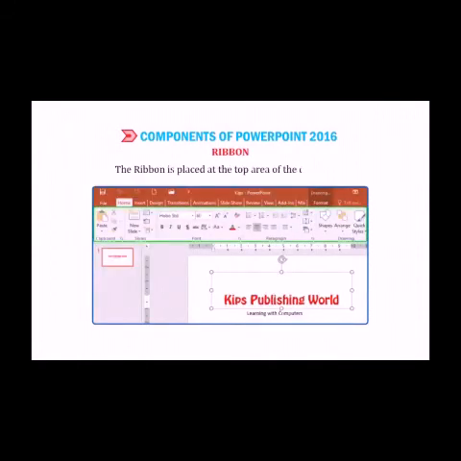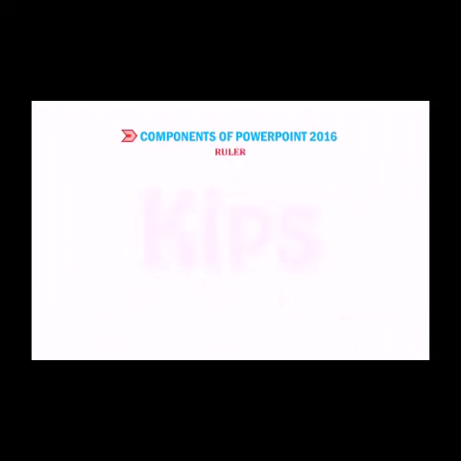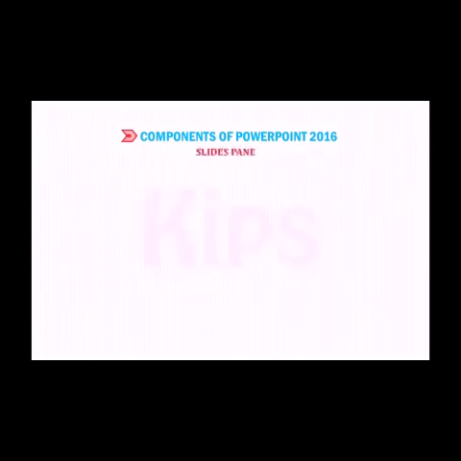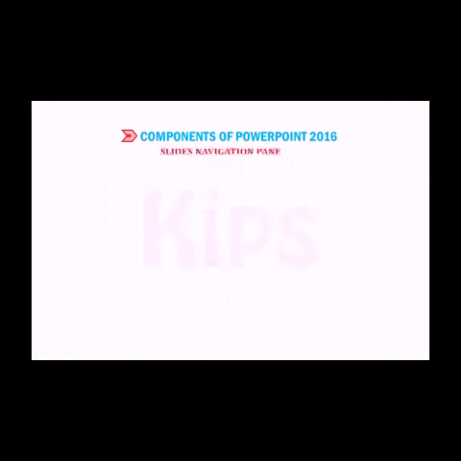Ribbon. The ribbon is placed at the top area of a document. It displays several tabs such as file, home, insert, design, transition, animations, etc. Each tab consists of commands which are organized into different groups. Now ruler. The 2 rulers, vertical and horizontal, are located at the top and to the left of the current slide. The ruler makes it easy to align text and objects on the slide. Slide area. It is the middle section of the PowerPoint window where you can work directly on the individual slides.